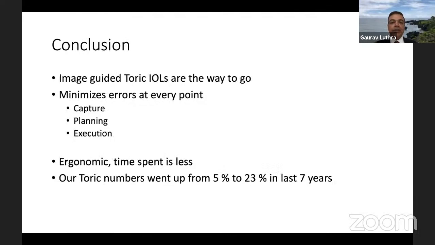So to conclude, I think image guided systems for toric IOLs, for those practices which are doing significant numbers or want to do significant numbers of toric IOLs, it's the way to go. It minimizes errors at every point, which means when you capture the data, when you do the calculations and the planning and ordering the lens, and to the execution, it helps at every point. It is also much more ergonomic. There are times when I have in one OT about 7 or 8 torics, and I would not want to go back and mark out each patient because the marks will dissipate, or they will get erased by then. So it really saves a lot of time, and you can actually do your surgeries much faster and better.